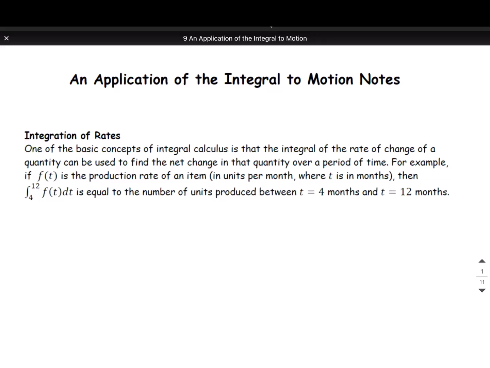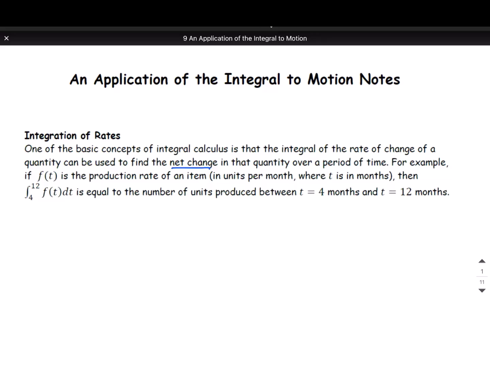One of the basic concepts in integral calculus is that the integral of the rate of change of a quantity can be used to find the net change in that quantity over a period of time. For example, if f of t is the production rate of an item in units per month, where t is in months, then the integral from 4 to 12 of f of t dt is equal to the number of units produced between t equals 4 months and t equals 12 months. So our integrals can be applied to find net change.